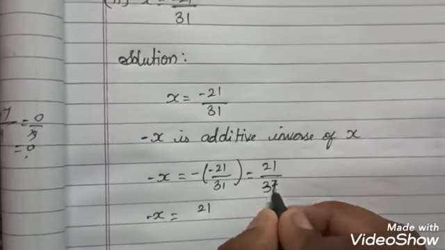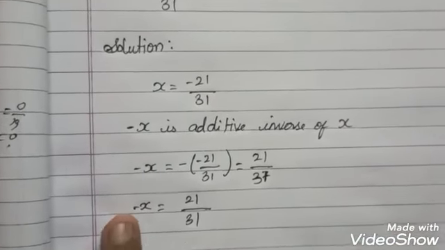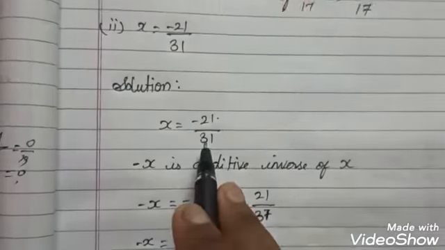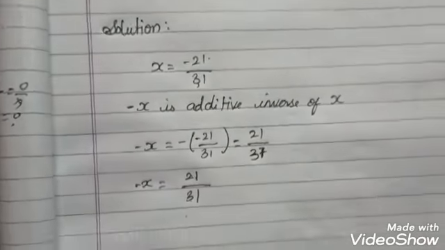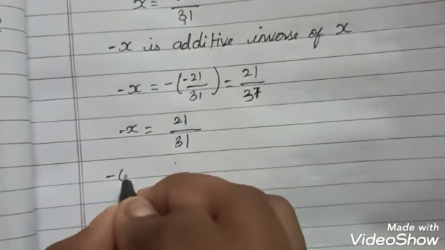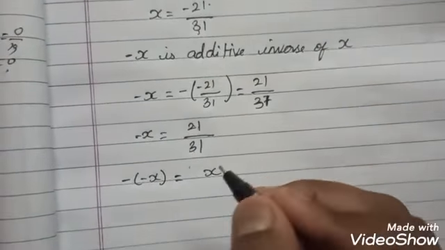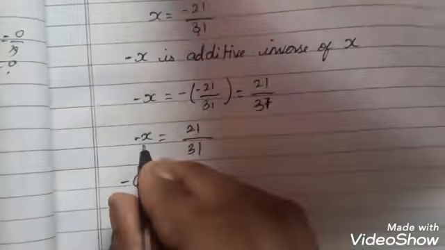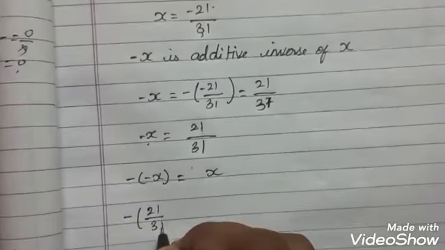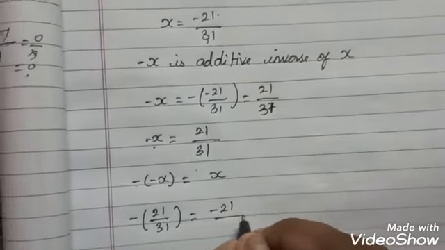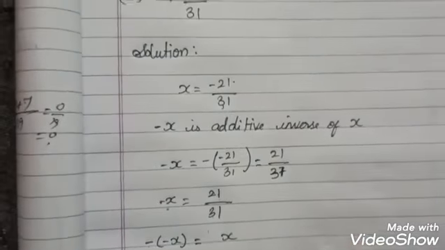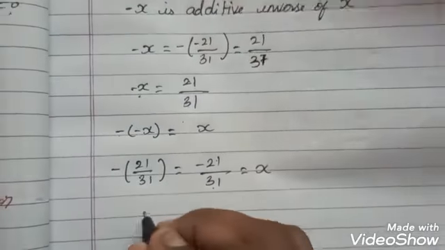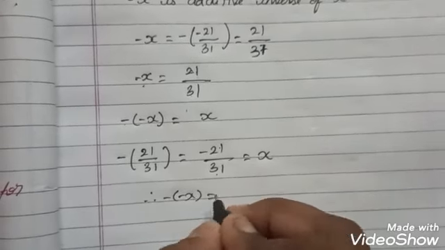So minus x is equal to 21 by 31. So minus x is the additive inverse of x. So the additive inverse of minus 21 by 31 is 21 by 31. Now we have to show that minus of minus x is equal to x. We have to prove that. So minus of minus x, the value is minus of 21 by 31, which is equal to minus 21 by 31. The minus 21 by 31 is the value of x, which is equal to x. Therefore minus of minus x is equal to x.